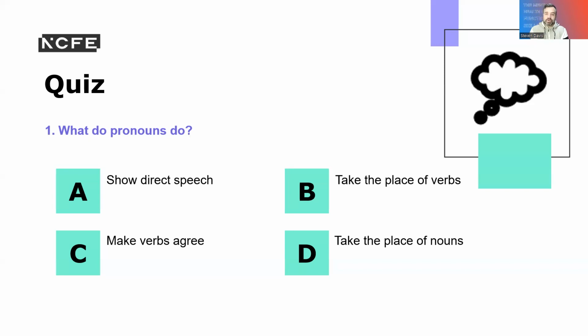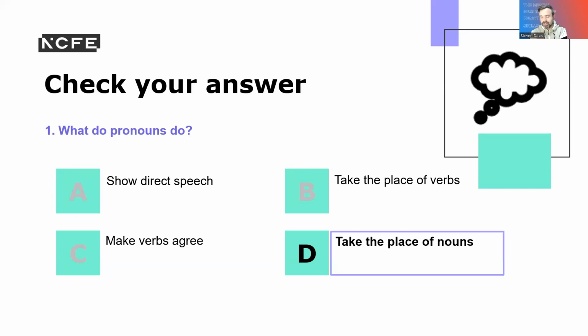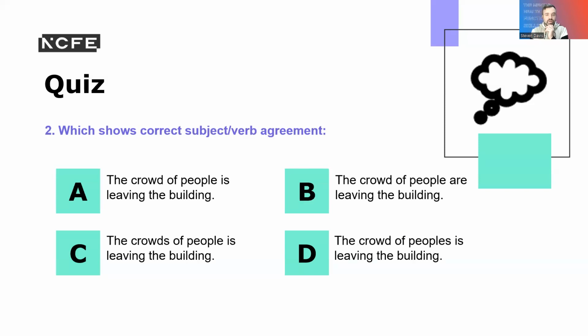So what do pronouns do? Do they A, show direct speech, B, take the place of a verb, C, make verbs agree, or do they D, take the place of nouns? Hopefully you said D, they take the place of a noun. Good. Which shows correct subject-verb agreement?